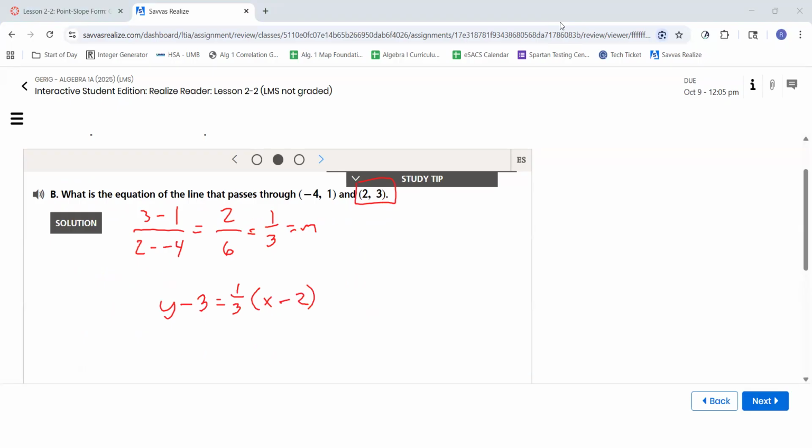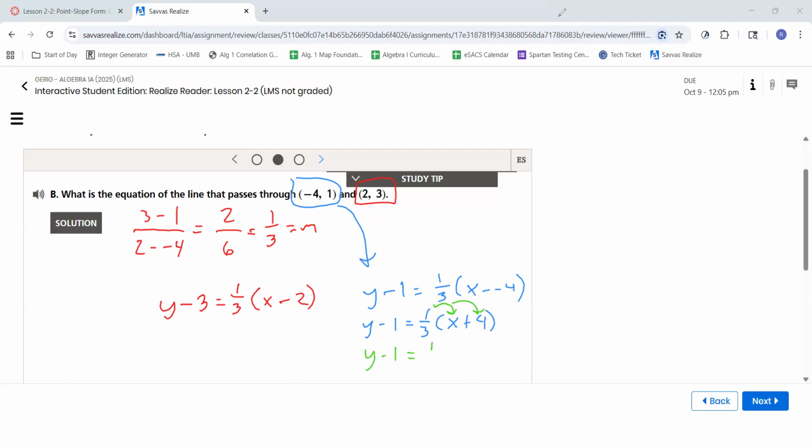What happens if I would have chosen the other point? So I get y minus 1 equals, I still have the slope of 1/3, and it'd be x minus -4. But I'd want to rewrite that to x plus 4. Now, these look like different equations. They're actually not. I will actually transform both of them. It's going to take a little bit of time, but I'm going to show you that they're the same.